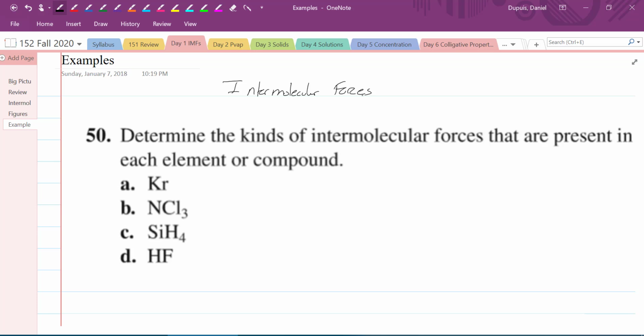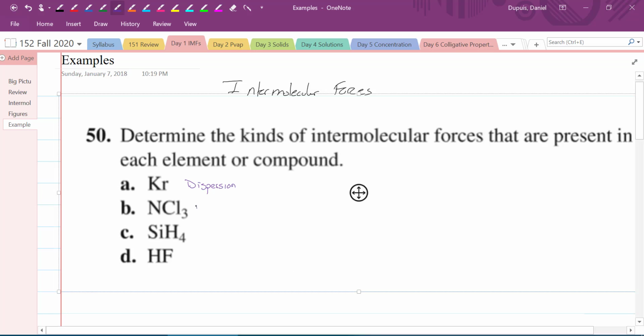Alright, so krypton. Every atom is going to have London dispersion forces. So krypton has dispersion forces. The next question I'm going to ask: is krypton polar? Well, it's an atom, so it's not polar. So therefore, it's not going to have dipole-dipole interactions, and it cannot, by definition, have hydrogen bonding, because hydrogen bonding is a strong dipole-dipole interaction.